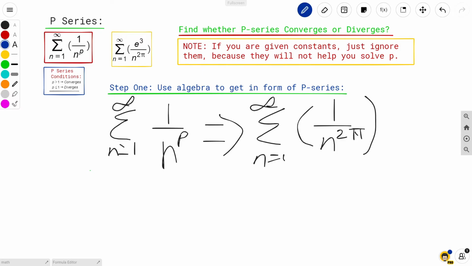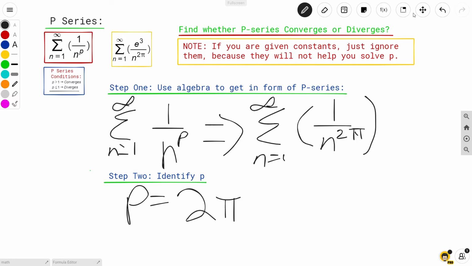Now that we know that, the next step, step 2, is we identify p, because p is the exponent on our n term. So in this case, our p comes out to be 2 pi. So p is equal to 2 times pi.